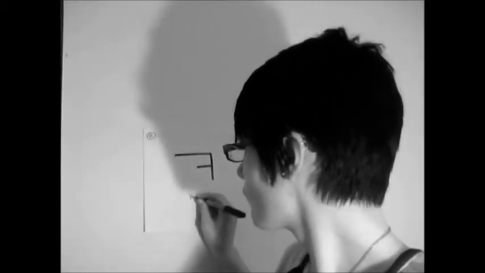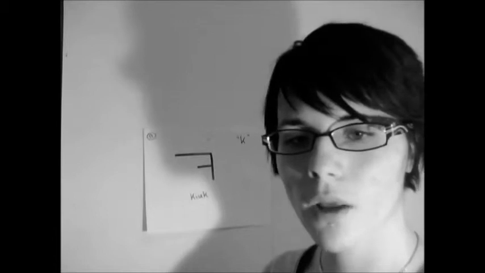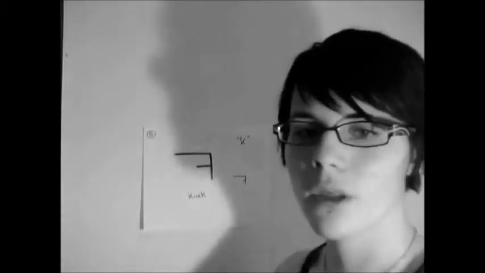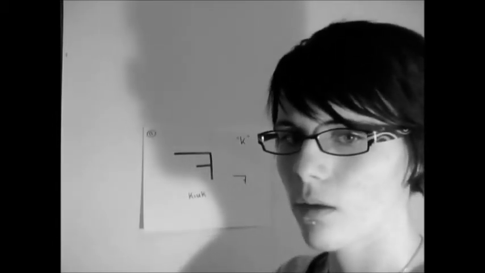This letter looks very similar to the first letter that we learned. So the first letter was called Giyeok, and this letter is called Kieuk. Kieuk says k. So you write this like you're writing the first letter, and then you put the horizontal line right in the middle. This looks like a backwards F, and Kieuk says k.